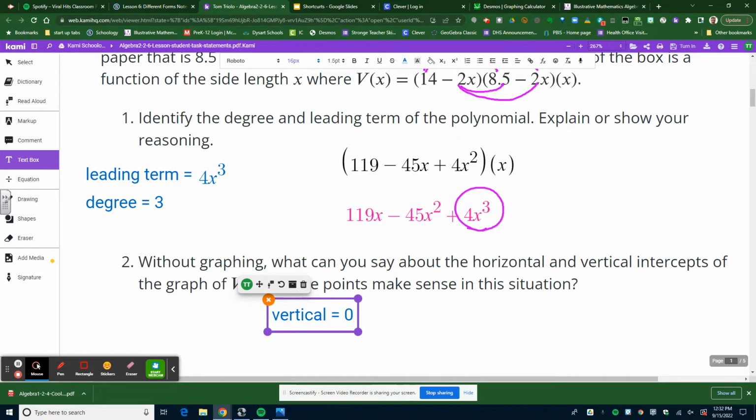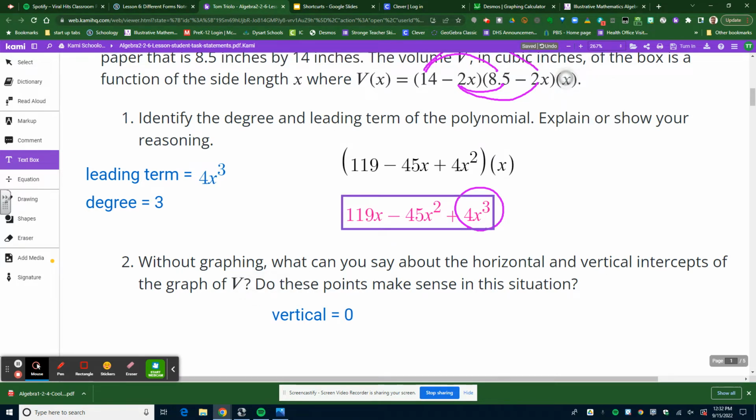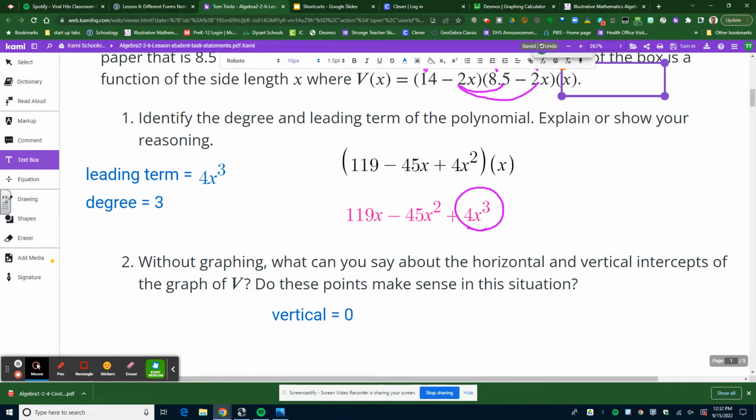Okay? So anytime you have something in factored form and one of your factors is just plain old x, it's crossing at 0. What do we call that point? The origin. Okay? So it's going to pass through the origin. We did a couple of these when we were graphing. All right, that's my vertical.